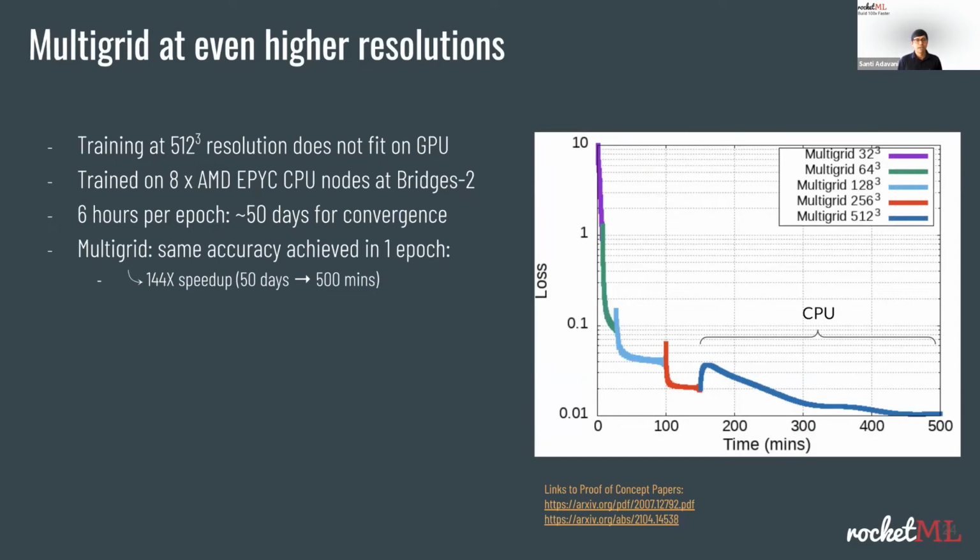We went even further. Training at 512 would have taken us 50 days to converge, but we got the solutions in 500 minutes. So as the resolution goes up, these algorithmic innovations have a lot more benefit. In this case, we can demonstrate a 140 times speed up in training.